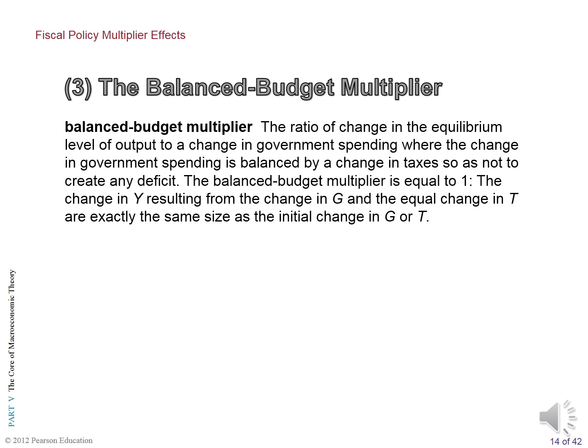The balanced budget multiplier is the ratio of change in the equilibrium level of output to a change in government spending, where the change in government spending is balanced by a change in taxes so as not to create any deficit. The balanced budget multiplier is equal to 1. ايوه equal 1. The change in Y resulting from the change in G and the equal change in T is exactly the same size as the initial change in G or T. يبقى ال balanced budget multiplier equal 1.